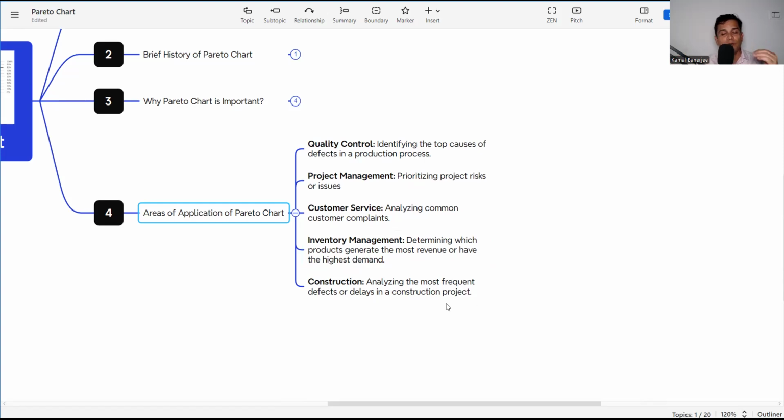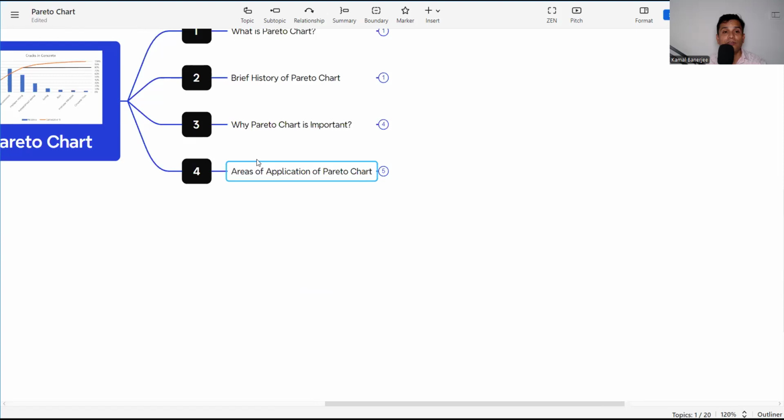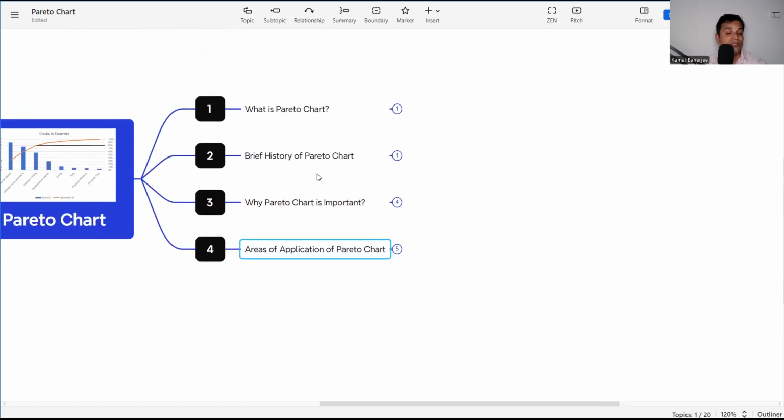Then construction, which we'll discuss now. It is used in construction everywhere. One example I will give today using Excel, how to make the Pareto chart. So these are all about the Pareto chart: what is a Pareto chart, a brief history of the Pareto chart, why the Pareto chart is important, and areas of application. Now we will go to the Excel sheet and make one Pareto chart using Excel.